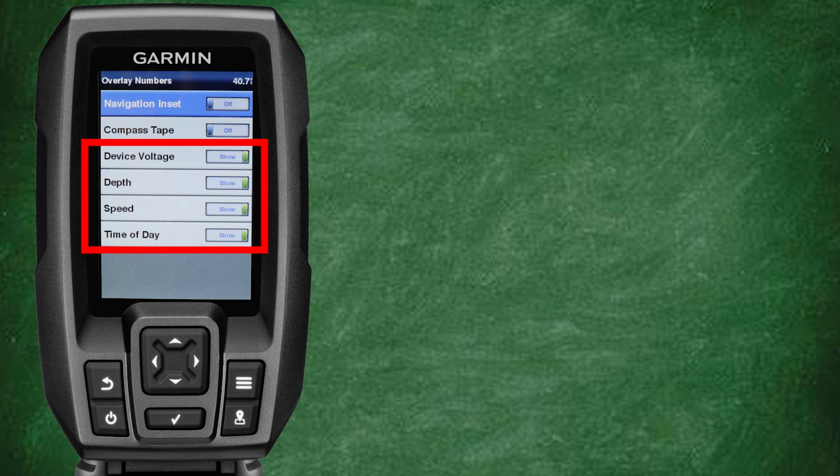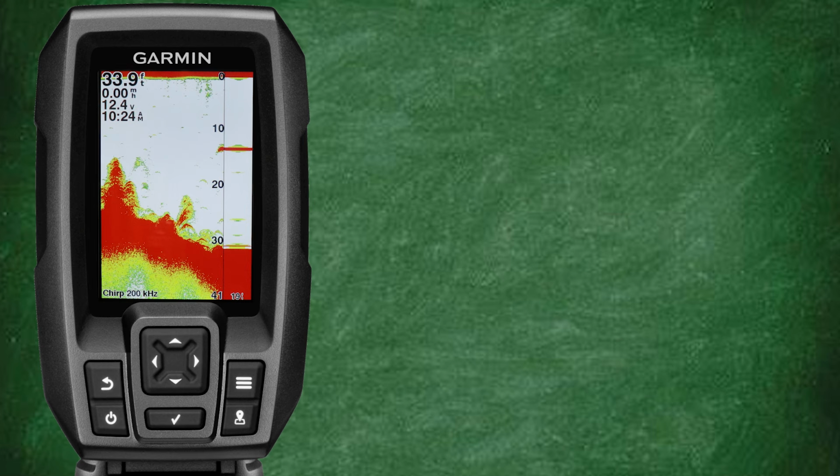Now, as far as the other options, I recommend leaving them all on, as they show very useful information, and they're tucked over in the top left-hand corner of the screen, up out of the way. Plus, if you remember from earlier, that section of the screen is old data anyway.